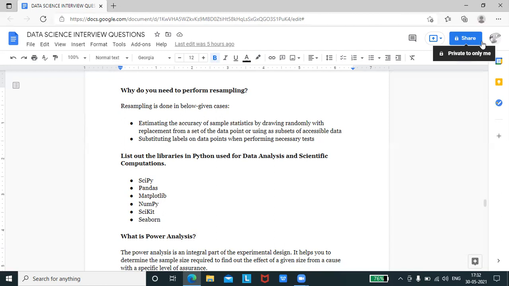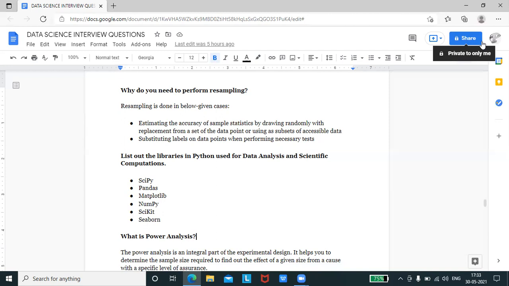Then we have scikit-learn. Scikit-learn is for machine learning, built on NumPy, SciPy, and Matplotlib. This library contains a lot of efficient tools for machine learning and statistical modeling, including classification, regression, clustering, and dimensionality reduction.